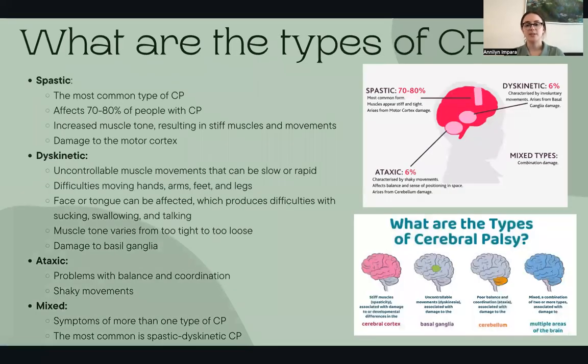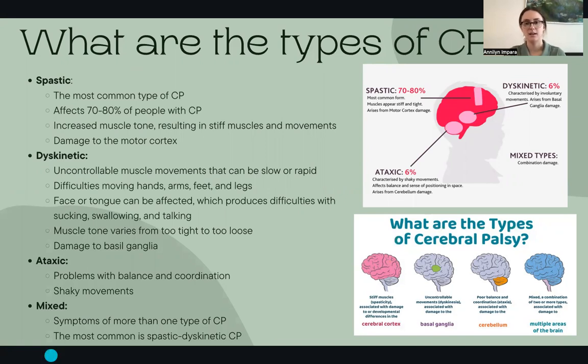So what are the types of CP? There are 4 types of CP, which include spastic, dyskinetic, ataxic, and mixed. The first one, spastic cerebral palsy, is the most common type of CP, with about 70 to 80% of people with CP having spastic cerebral palsy. This is indicated by increased muscle tone, resulting in stiff muscles and movements.